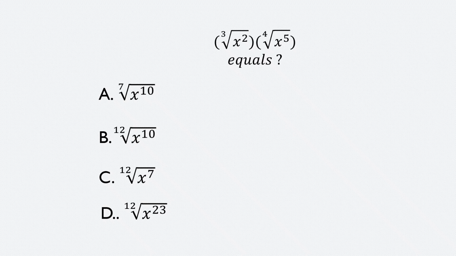In this video, we'll be solving this question. The cube root of x squared times the fourth root of x to the power 5 equals. Is it A, the seventh root of x to the power 10, B, the 12th root of x to the power 10, C, the 12th root of x to the power 7, or D, the 12th root of x to the power 23? So let's begin.